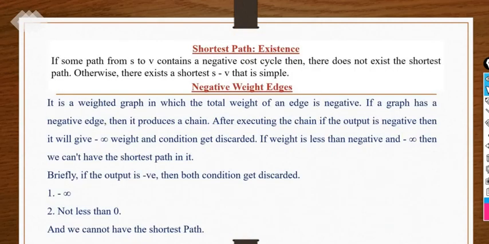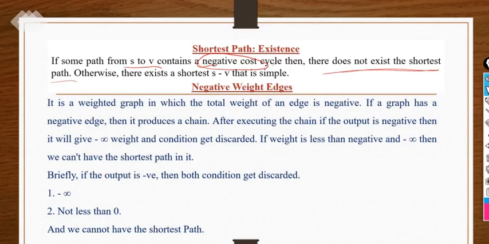Now next, we have to find the path with the shortest edge weight among all the parallel paths available in the graph. But something that could exist is that if some path from S to V contains a negative cost cycle, then there does not exist a shortest path, right? That is the main key point in finding the shortest path.